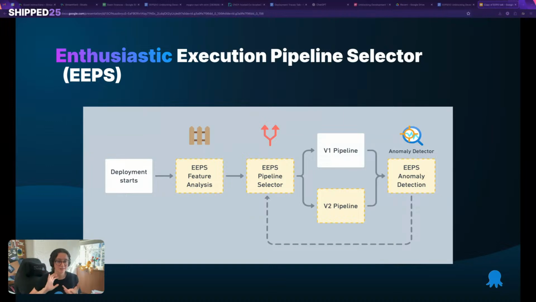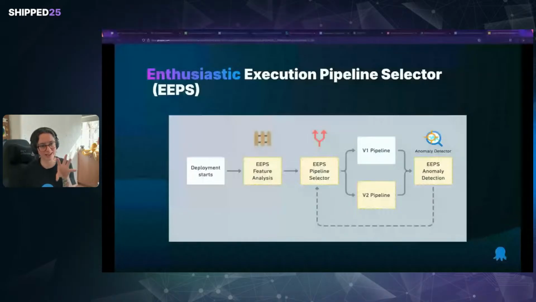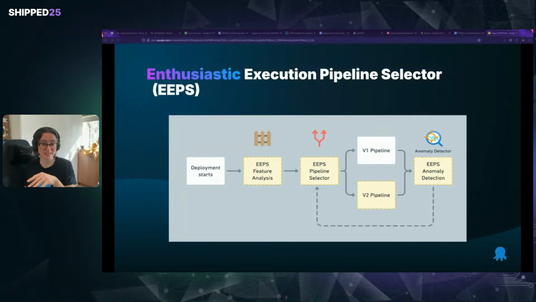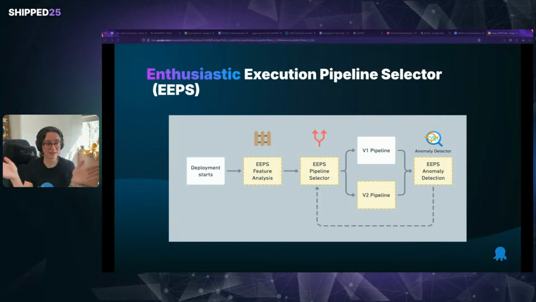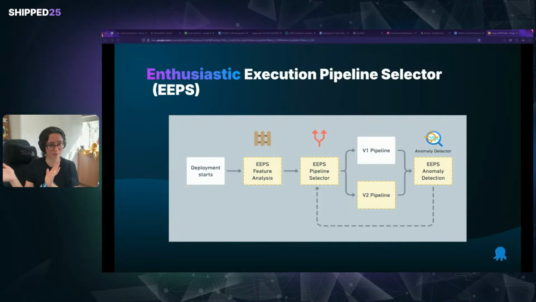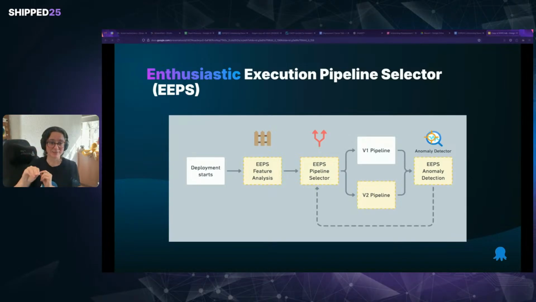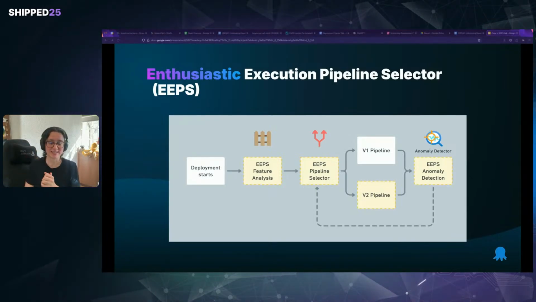It understands the different capabilities the Octopus server has, and it knows which features a given deployment, at the point that that deployment is run, is using. And so it analyzes that. It kicks into the selector mode, which decides to run that deployment on the V1 pipeline or the V2 pipeline, always preferring the V2 pipeline. And then once that deployment has completed, it does some anomaly detection.